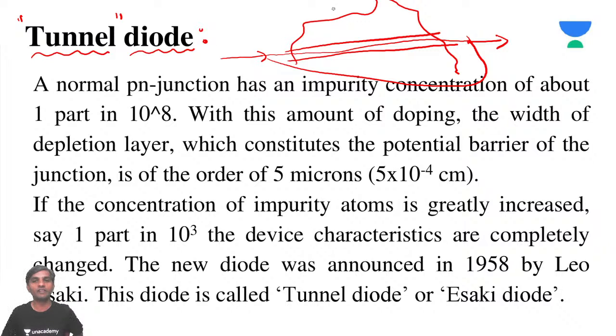Let's say this is a very, very big rock or hill. You have two ways to go from point A to point B. One thing is you can go around the hill and reach this destination B. Or you can go by making a tunnel from A to B, and you can reach very easily.